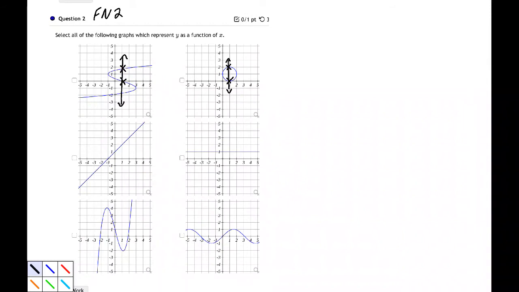For the third graph, we have a line with a slope of 1, and it goes to the point 0, 1, and if I start drawing vertical lines, you'll notice that I can't draw a vertical line that would cross this twice. Each vertical line only crosses this graph one time. So this one is a function. I'm going to go ahead and check it. Next one we have is a horizontal line that crosses the y-axis at 1. And if I begin drawing vertical line segments across that, you'll notice again, every line segment only intersects that graph one time. So this one is a function, and I will mark it.